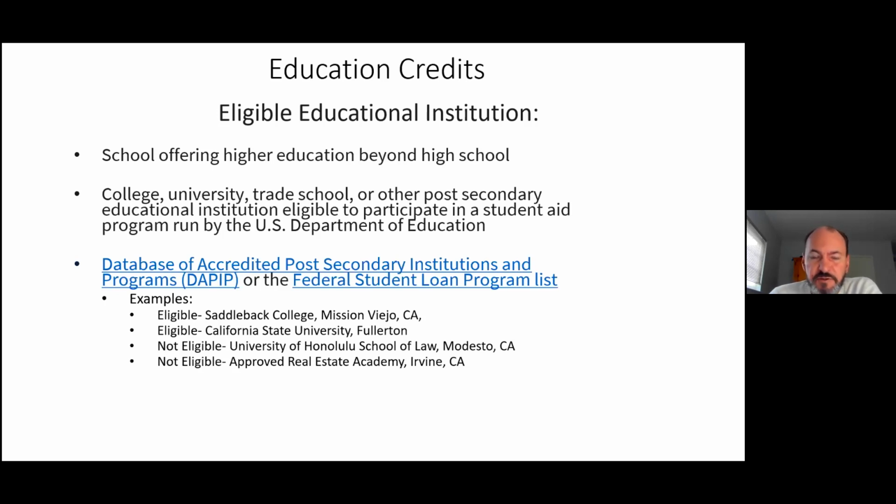And then here's another school, again, not poking fun at it. It's called the Approved Real Estate Academy. That would be a school where people go to most likely become a real estate agent in California or maybe a broker. And that particular school, it's not eligible because, again, they don't participate in the grant and loan program through the United States Department of Education.